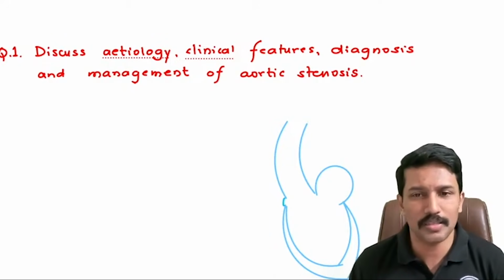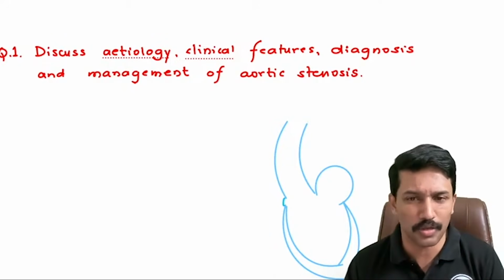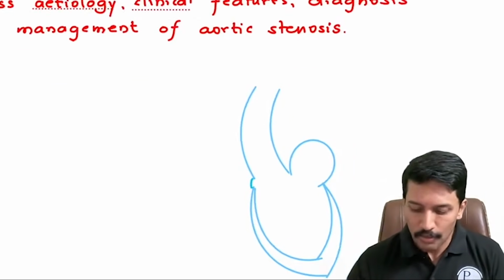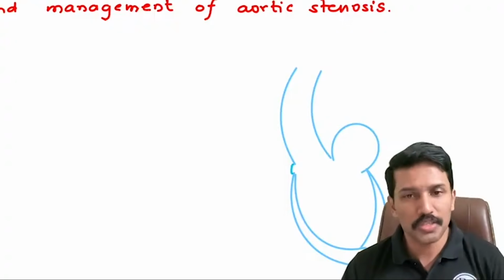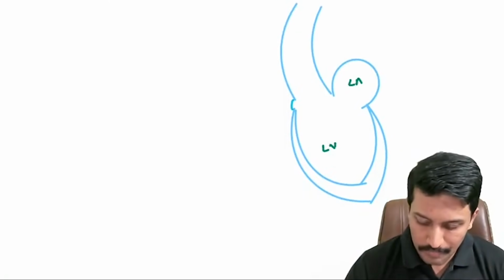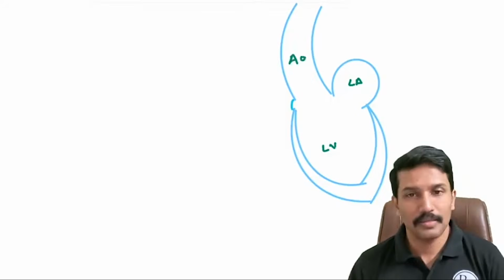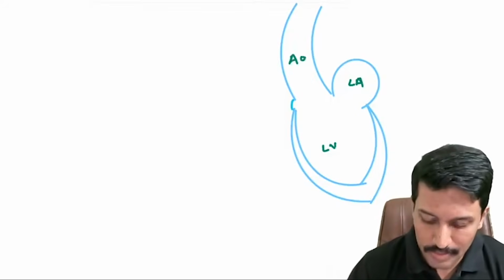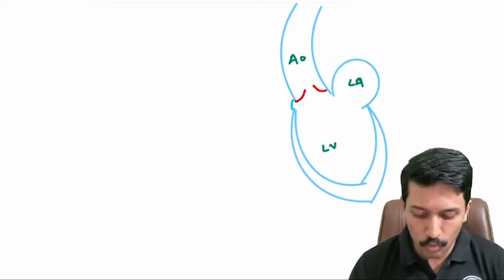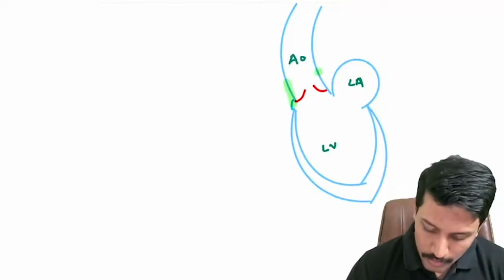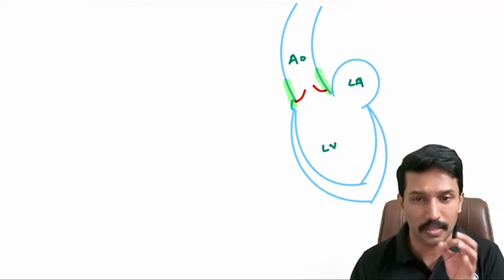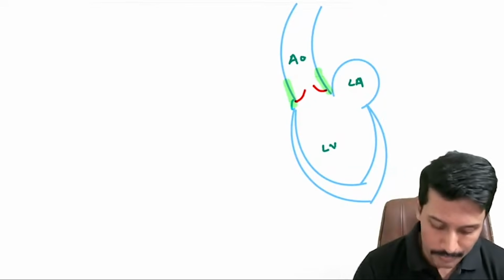So let us begin by discussing for 2-3 minutes the basic aortic valve anatomy, and then we will talk about aortic valve stenosis. As we know, the aortic valve is positioned between the left ventricle and the aorta. If this is my left ventricle, this is my left atrium, and this is the aorta, then the aortic valve is positioned between the left ventricle and aorta. The exact site of its location is called the root of the aorta. This initial part of the aorta we call the root of the aorta, and the aortic valve is situated in the root of the aorta.